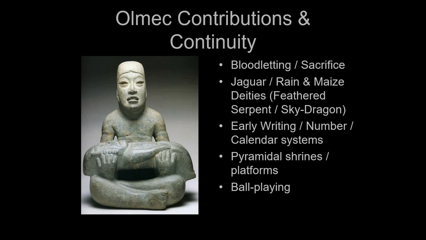So what does this say for the Olmecs? Who are they? Well, we don't know. There does seem to be evidence for at least bloodletting or sacrifice, and that is definitely a Mesoamerican quality. We definitely see jaguar and rain and maize deities, including the feathered serpent or the sky dragon. We see evidence of early writing and number and calendrical systems. We see pyramidal shrines and platforms, and we have some circumstantial evidence for ball playing. All of these are things that we will see in later Mesoamerican communities.